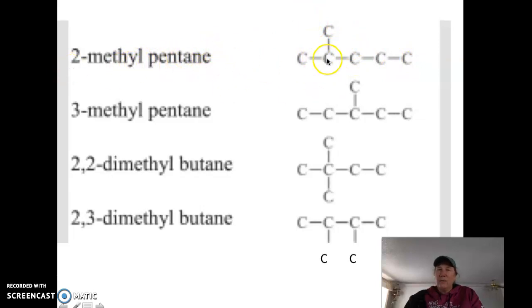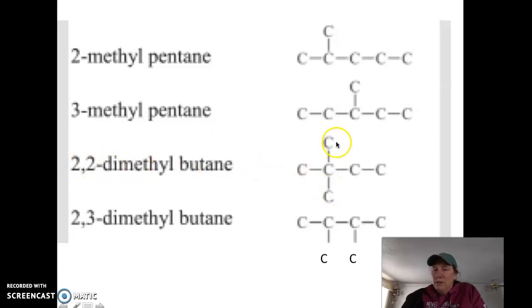So to name this, I'd say 1, 2, 3, 4, 5, that's pentane. And on the second carbon, I have a methyl group. Now here, these guys are isomers. They all have the same number of carbon and hydrogen, but because their arrangement's different, they're different compounds. Here again, we have pentane, but now the methyl group got moved over to the third carbon, so it's 3-methylpentane.